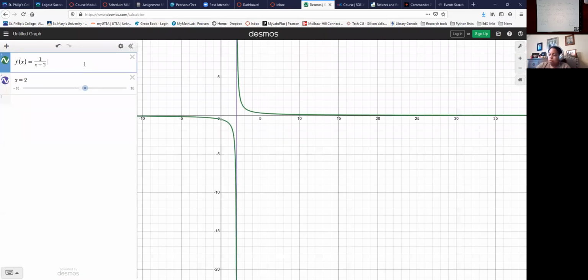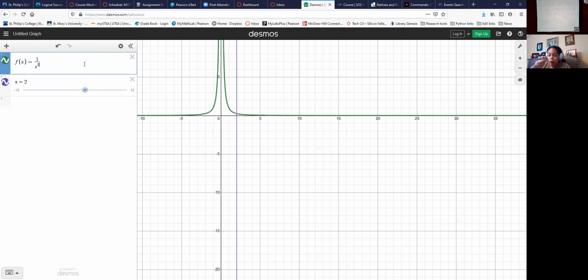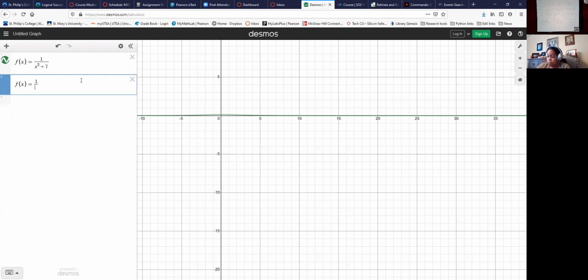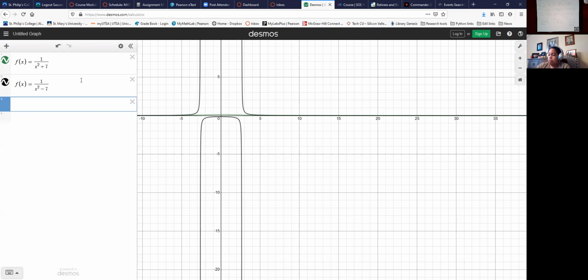And so the first one was A, right? Next one was 1 over x squared minus 7. C was 2 over x squared. Got lazy there. Should probably put my function.